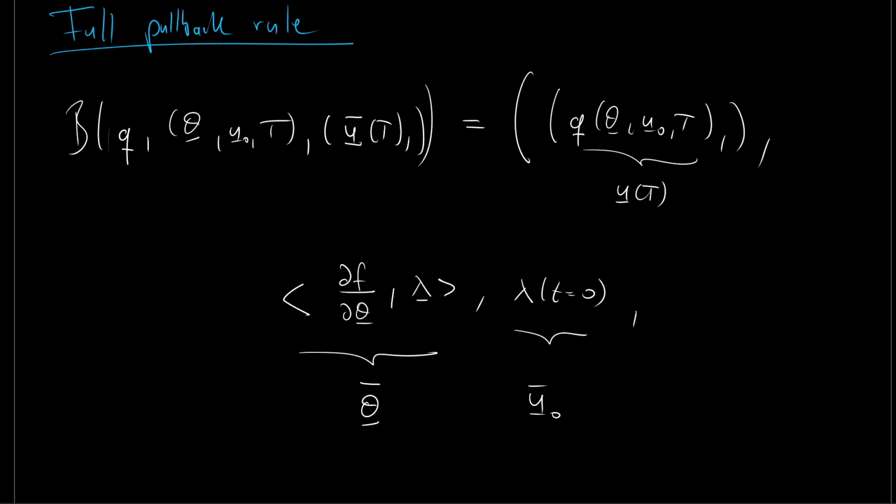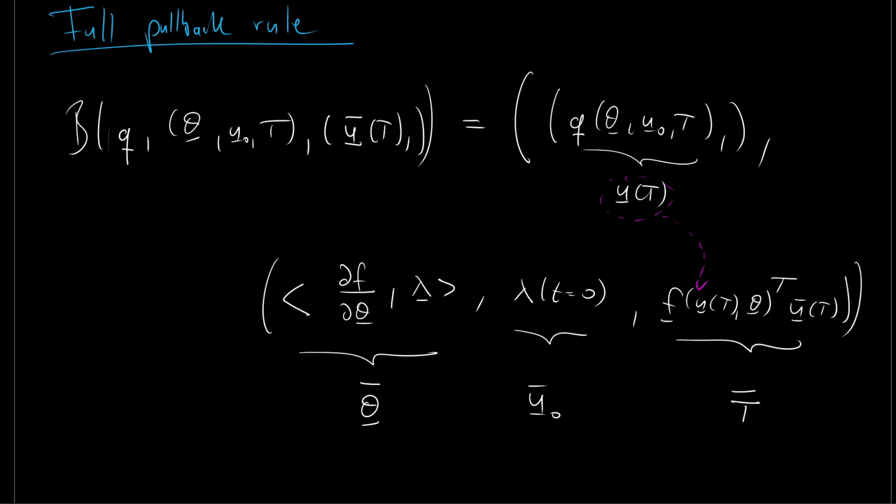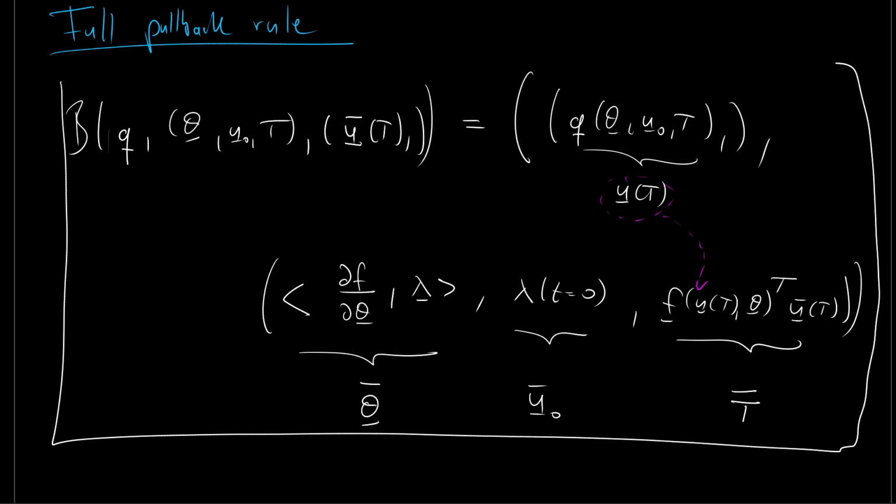And then also, in case one is interested in that, we have the cotangent on the final time, which will be f evaluated at u at capital T and theta. So this is the u at capital T from here, basically. And then this is in an inner product with the u bar at capital T. And these are basically the three pullbacks that we have. And as said, this will give us the cotangent on the final time. Let me put a nice box around this, because this is the major finding of the video.